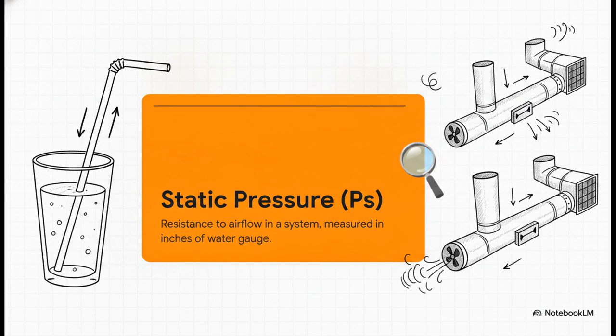The absolute best way to think about it is sipping a drink through a straw. The longer the straw, or the more bends and loops it has, the harder you have to pull to get your drink, right? It's the exact same for a fan pushing air through complex ductwork, past elbows, dampers, and grills. The fan absolutely must be sized to overcome that exact resistance.